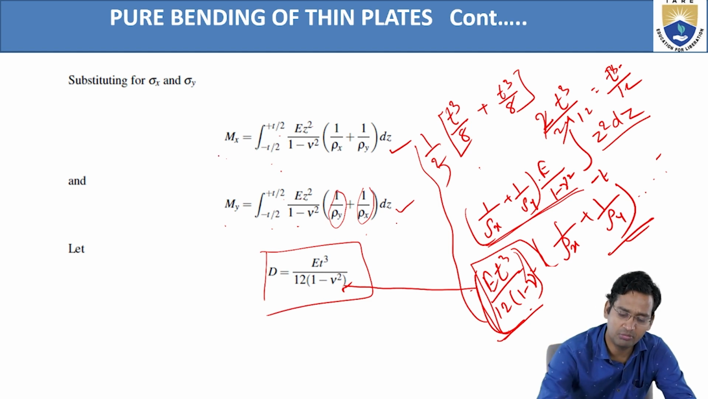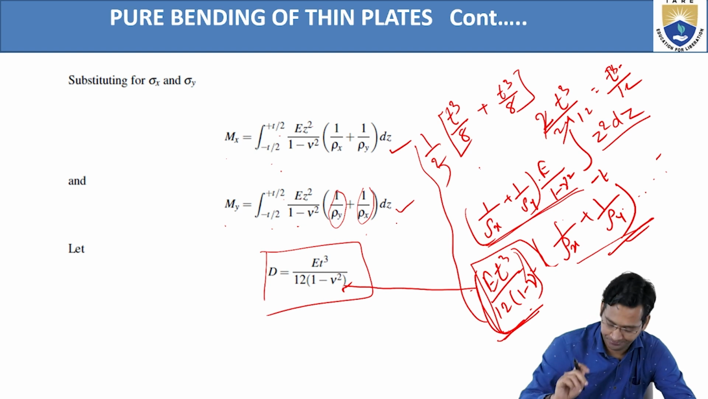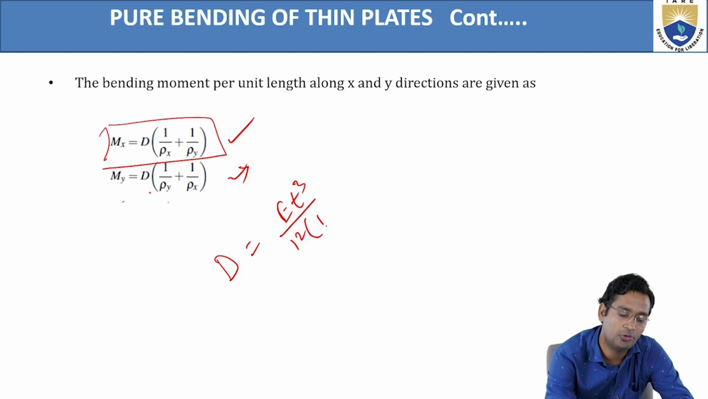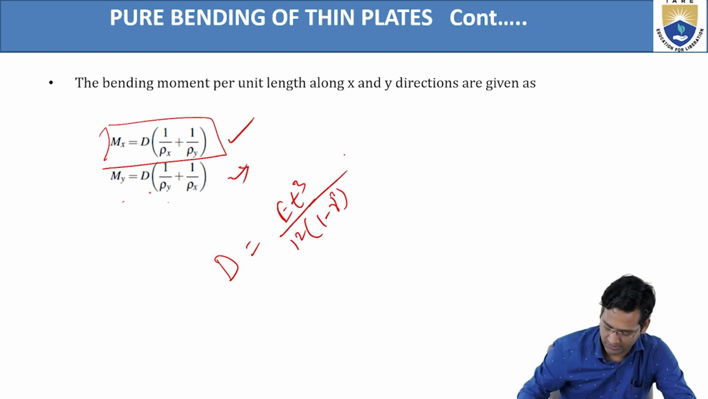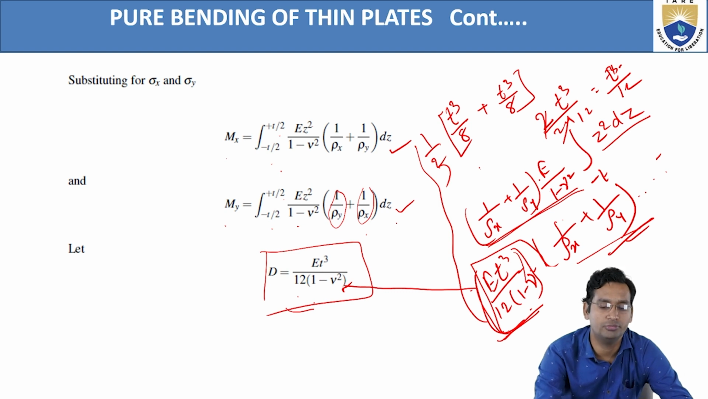So now Mx will equal D into (1 by rho x plus nu by rho y), and My will be D into (1 by rho y plus nu by rho x), where D is E t cube by 12 into (1 minus nu square).